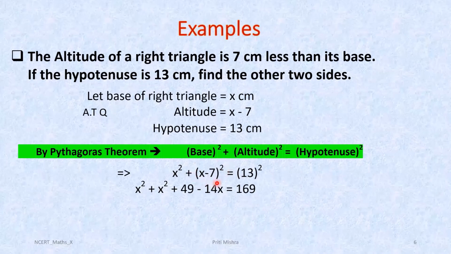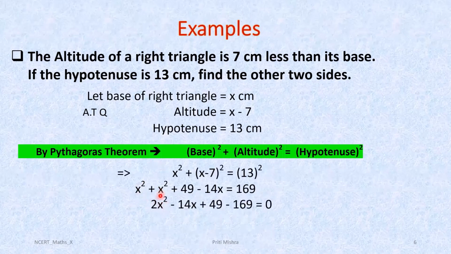When we are opening this, it is x square plus 49 minus 14x is equal to 169. Now, after simplifying this, we are having x square plus x square is 2x square minus 14x plus 49. When we are shifting 169 to the left hand side, we are having the equation 2x square minus 14x minus 120 is equal to 0.